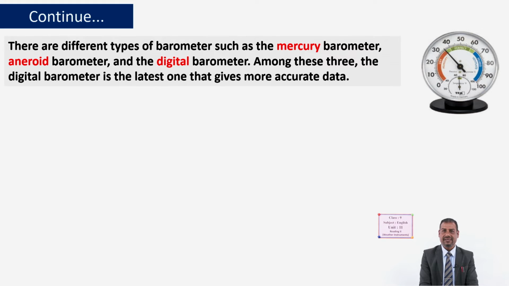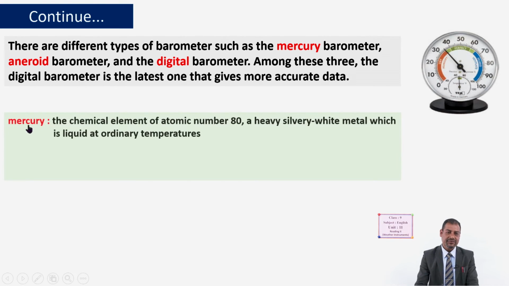Have you finished reading? Good. Then what is the meaning of mercury? Mercury. So you can tell me? Okay, mercury means the chemical element of atomic number 80, a heavy silvery white metal which is liquid at ordinary temperatures. So if you have used a barometer or thermometer, you can find this mercury.